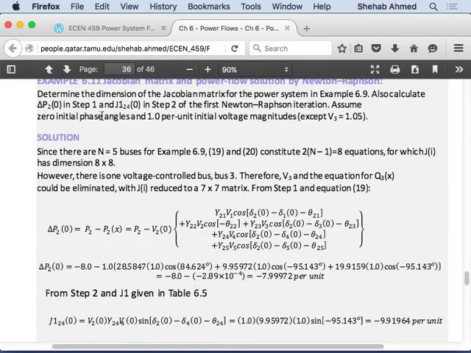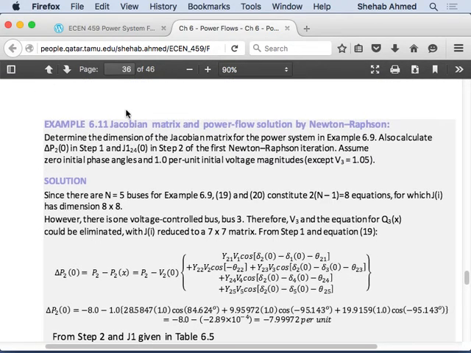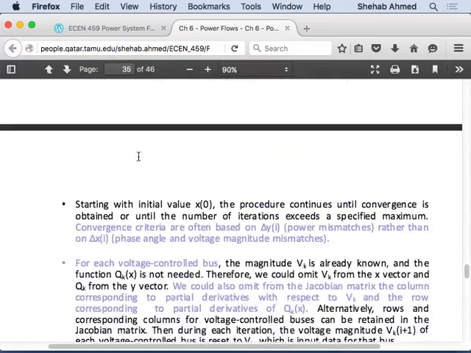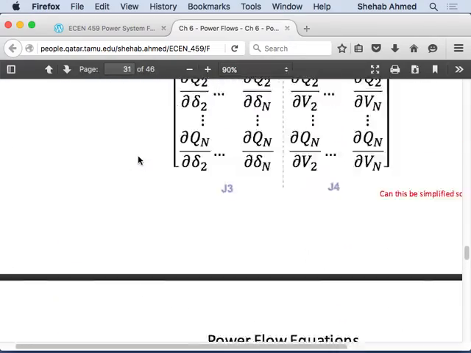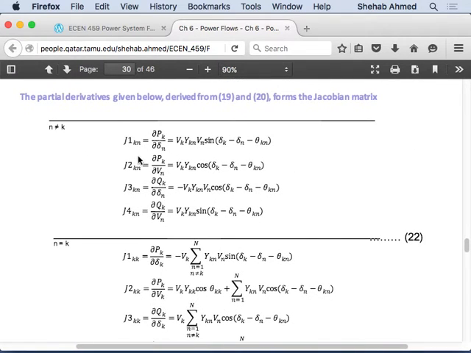In step 1, and find the Jacobian matrix element J124. J124, we go back to our setup here. So this is n does not equal k. So go to our equations that we have here. J1, 2, 4, right? So they're looking for the differentiation of real power at bus 2 with respect to angle at bus 4. That's what they're looking for.